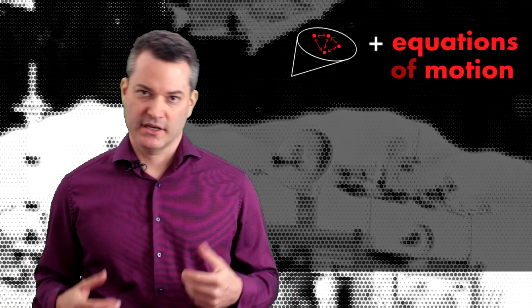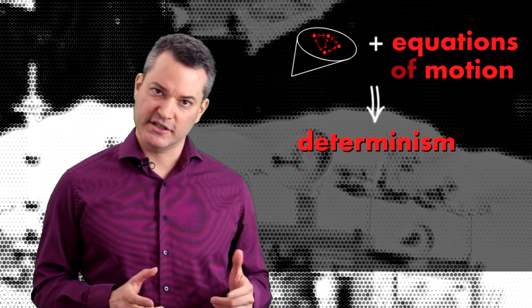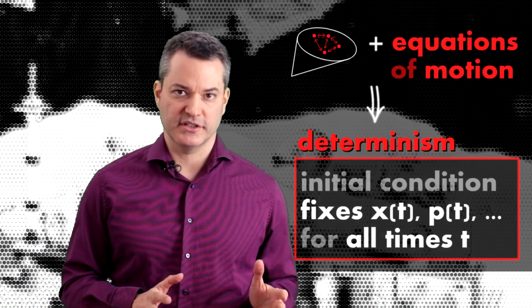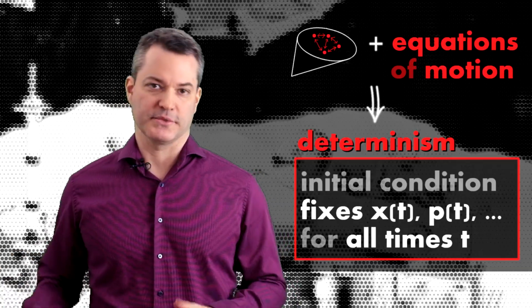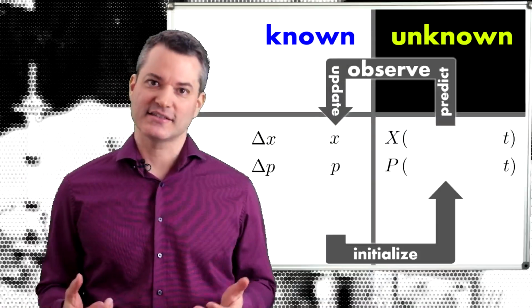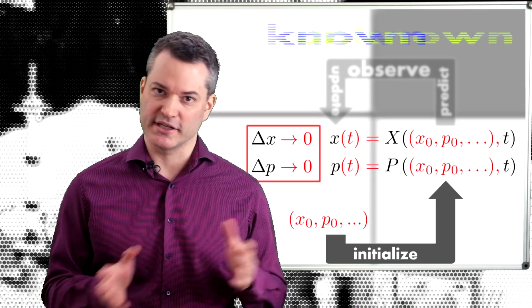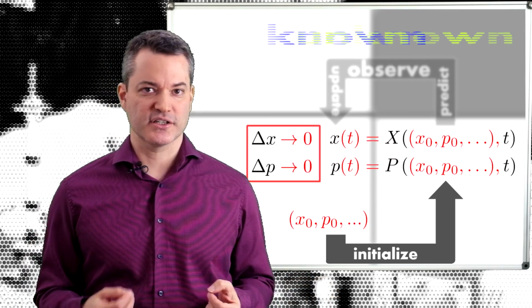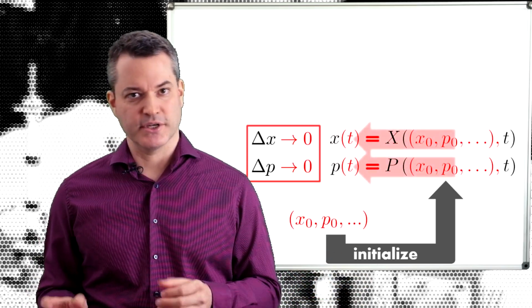Together with the deterministic equations of motion, this assumption leads to a remarkable conclusion. Given a certain initial condition, all observable quantities are completely fixed by the equations of motion for all times. In classical physics, it therefore seems unnecessary to distinguish between known and unknown quantities. This also means that the concept of observation, which makes unknown quantities known, becomes irrelevant.